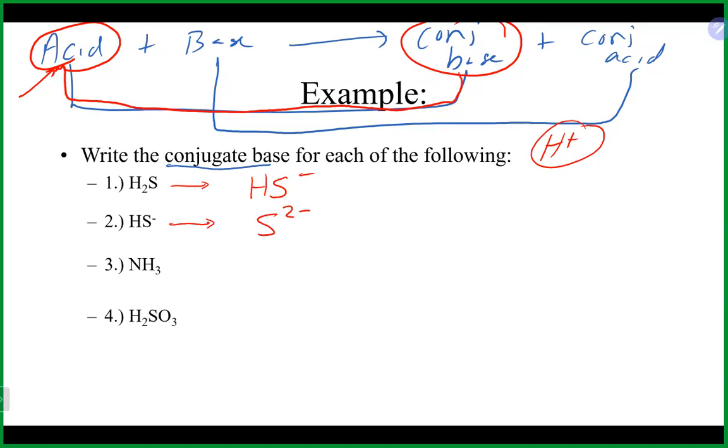Any question on those two? So again, it's really important that you adjust the charge part of it. People always screw it up and go the wrong way.